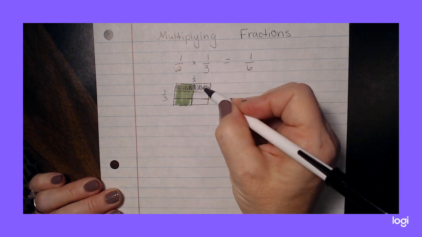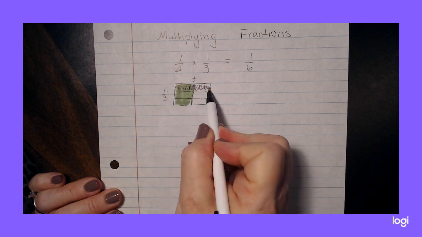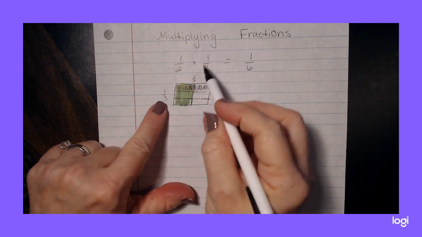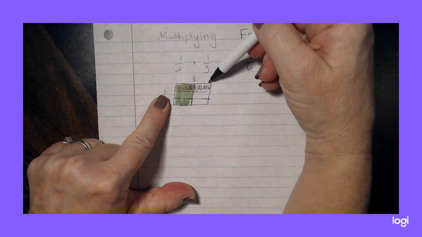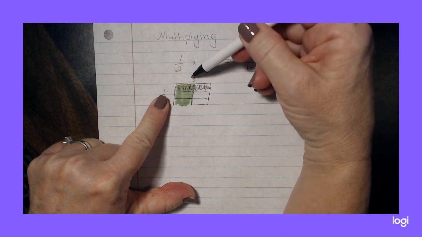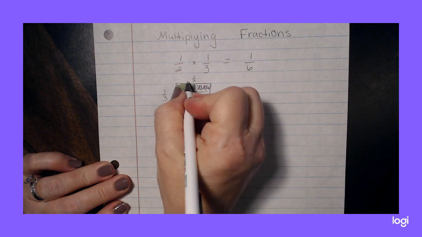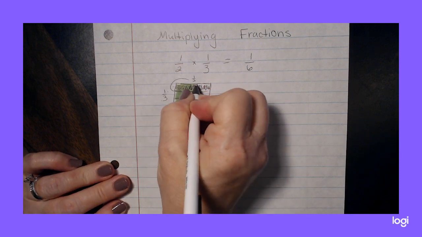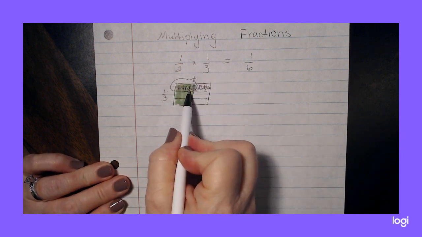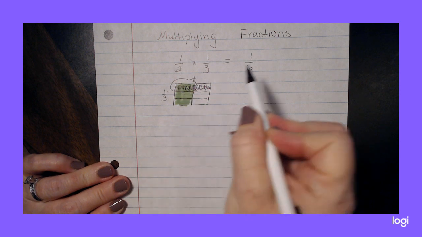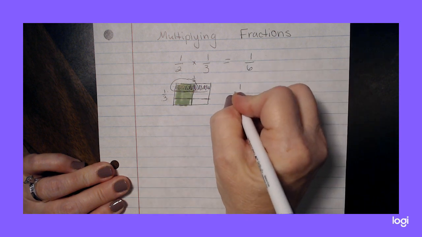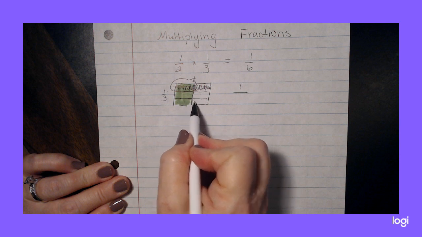So here's my 3 rows. I colored 1 out of the 3. If I'm looking at it going down this way, I have 2 rows and I colored 1 of them. Now we're going to go ahead and circle where we have both our pencil and our highlighter. We notice that's 1 box that we've circled, 1 box out of a total of 6.